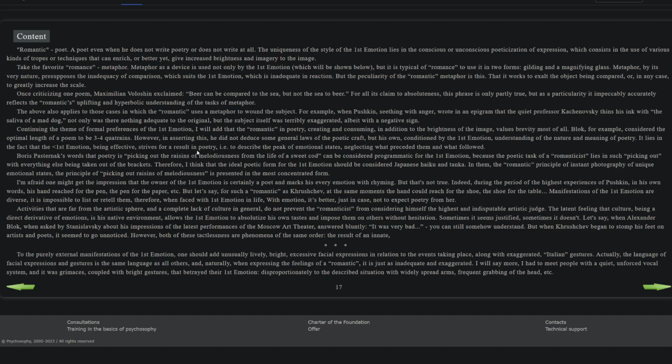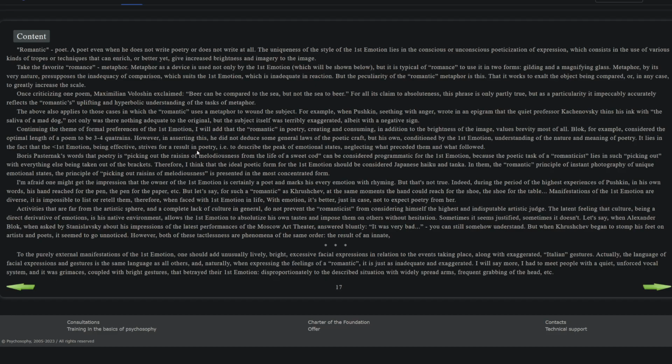Take the favorite romantics' metaphor. Wait, maybe I'm not reading that correctly. All right, I'll just read it as it literally is. Take the favorite romance metaphor.